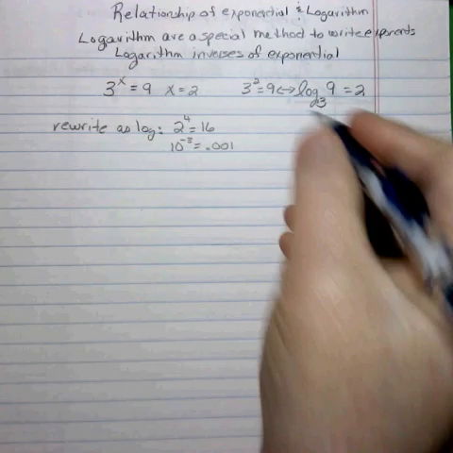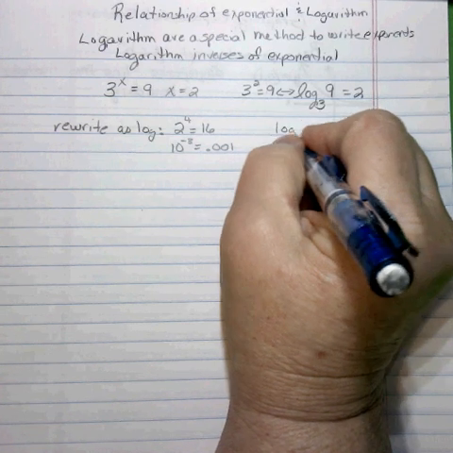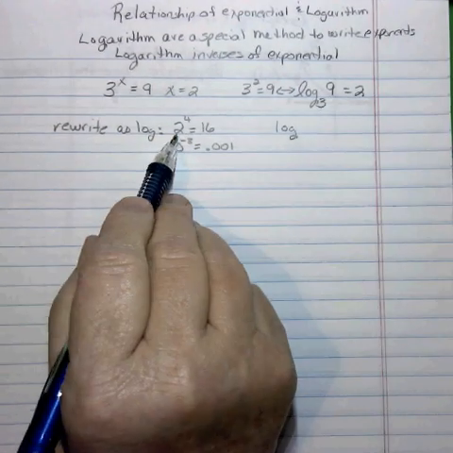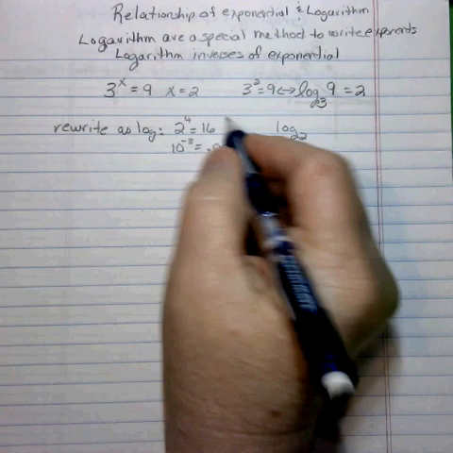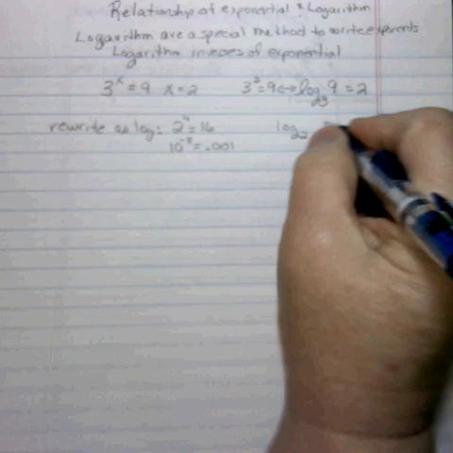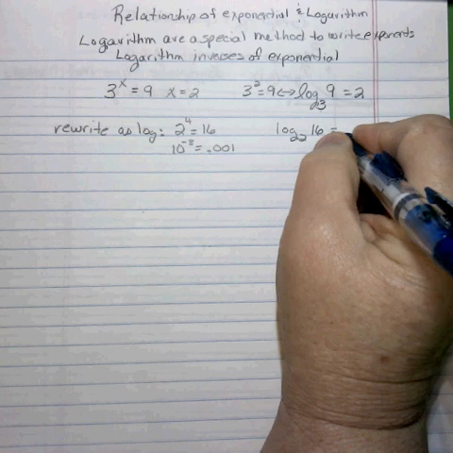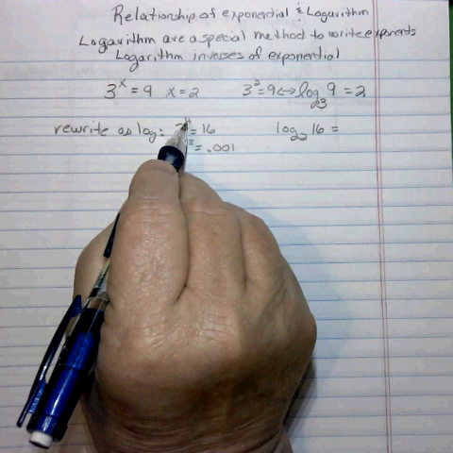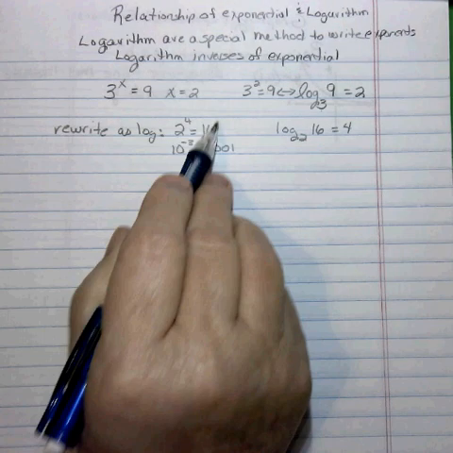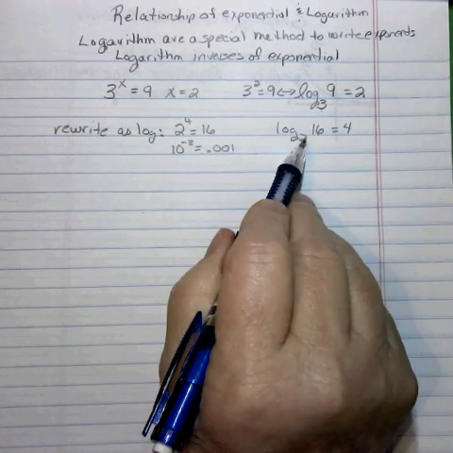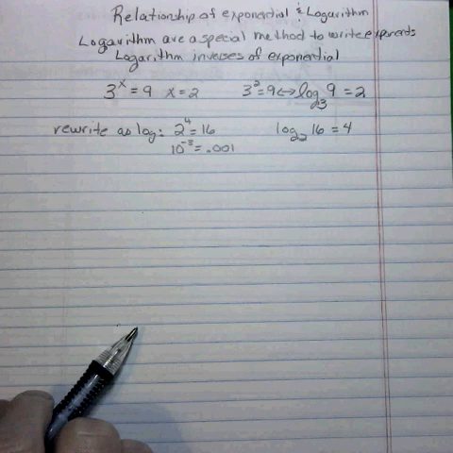So again, we're going to use the word log. The base is the base of the exponent, so that's 2. The answer to that exponent was 16, and the exponent part was 4. So this is the exponential problem rewritten as a log.